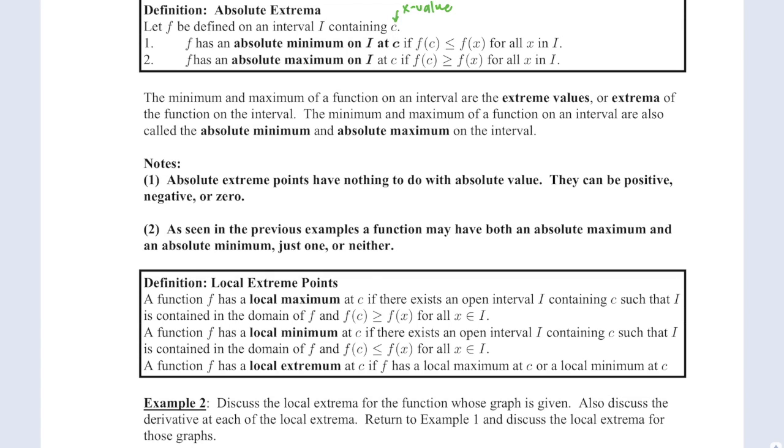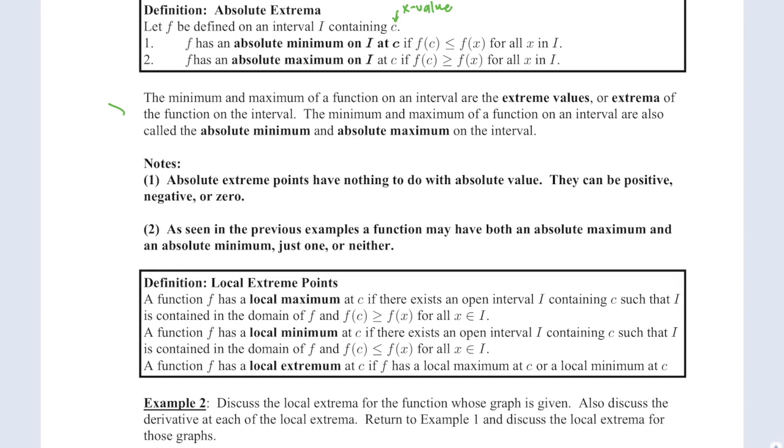F has an absolute minimum on that interval at c if the function value at c is less than or equal to the other function values in the interval. And then the absolute maximum would be defined the same way with the inequality going the other direction. But what we notice is that we can include equal to other function values, or the function values at other points.